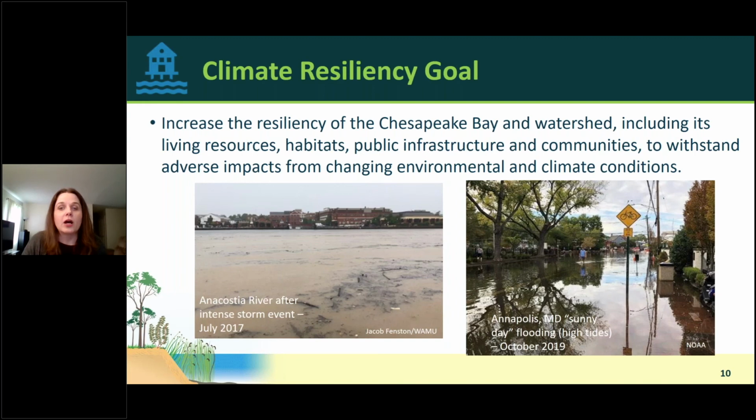We also see sunny day flooding. This occurs because of sea level rise that's occurring in our area, which I'm going to talk a little bit more about in some further slides. Annapolis, back in October 2019, and this actually happened just recently as well, this year, is seeing more events where it could be a sunny day and then we get flooding, and that's because of the high tide coming in due to the sea level rise issues that we're dealing with in these lower lying areas.